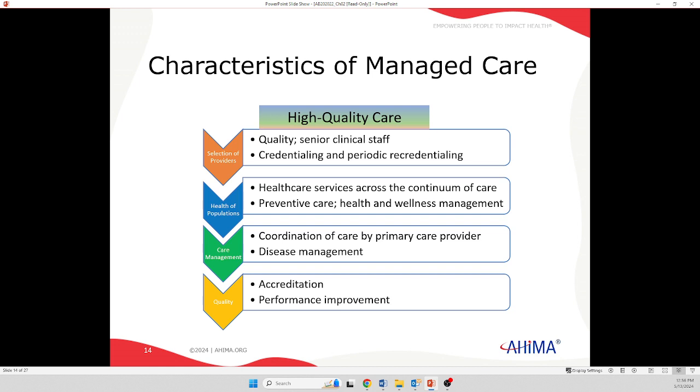Number 4 is the quality assessment and improvement. So they're looking at those accreditations for their facilities. They're also looking at performance improvement. They do a lot of surveys of their beneficiaries, trying to get feedback. What needs to change? What can they make better? Are there suggestions? What are the perceptions of those members?